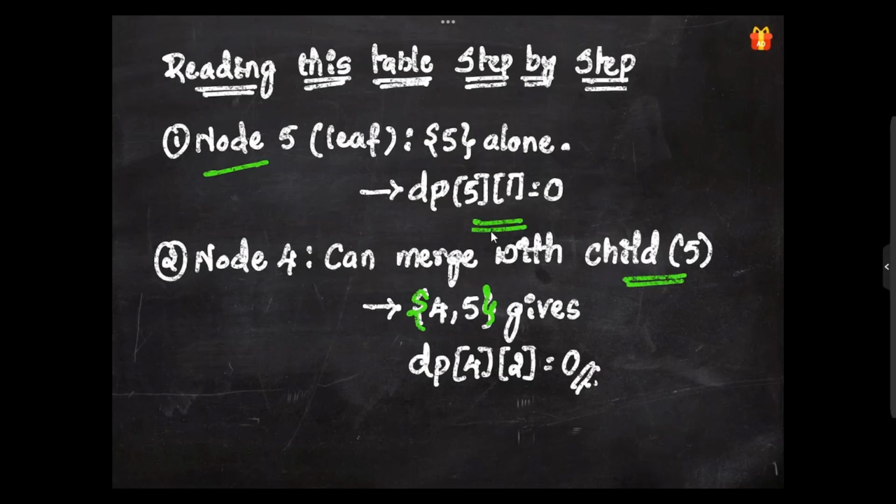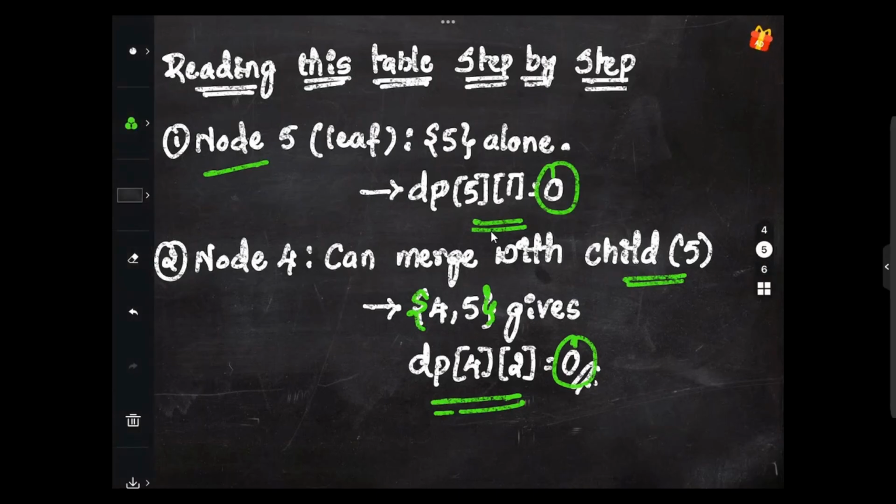So we'll be going with 4 comma 5, that gives DP of 4 2, and the value is 0, right? DP of 5 1 is 0 because we are considering only 5 alone. This is a leaf, so this is for 5 alone. This is for 4 comma 5, and again the value is 0.